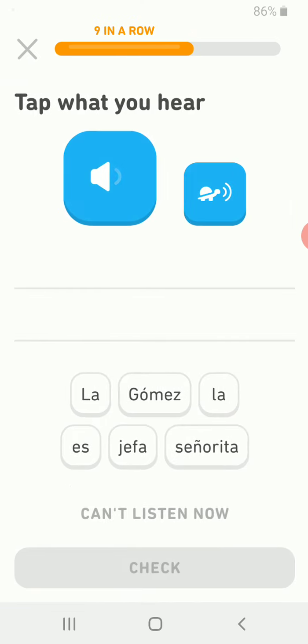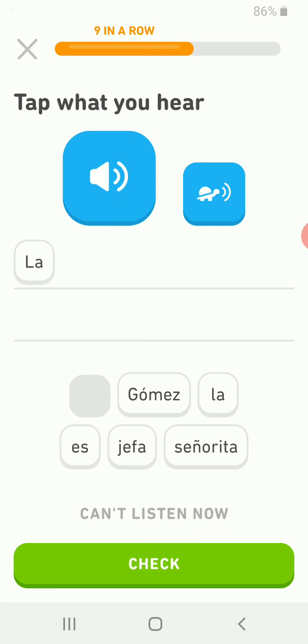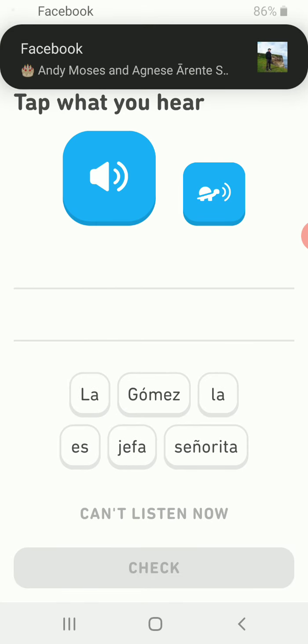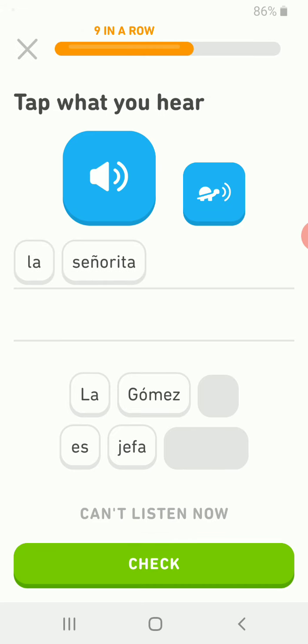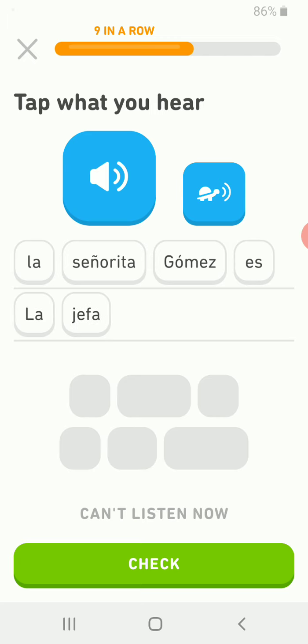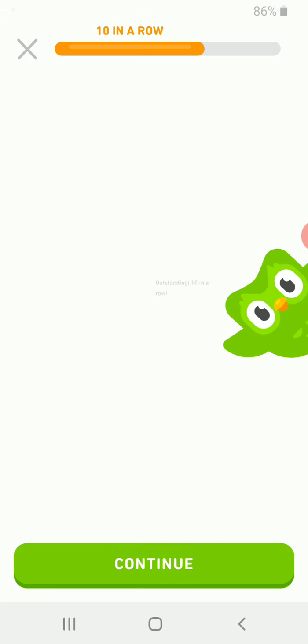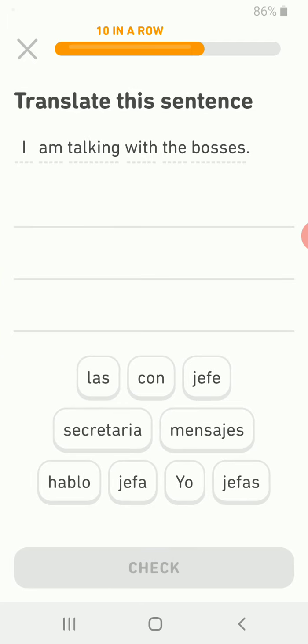Las secretarias. La señorita Gómez es la jefa. So la jefa. Jefa, la jefa. This is a feminine form now. La señorita Gómez es la jefa. Okay, so this is clear now, because jefa can be feminine, or jefe masculine, so it changes. La jefa, el jefe. Okay, let's get started with this new exercise.